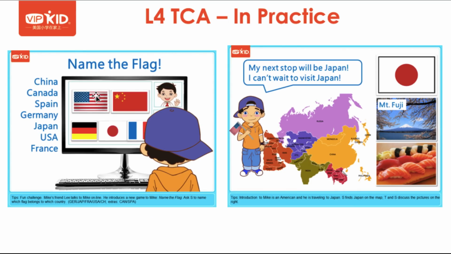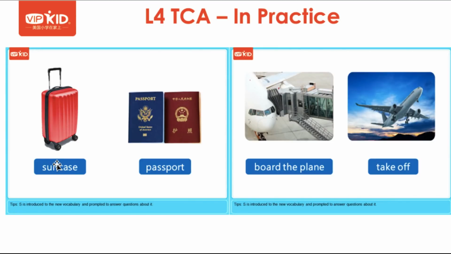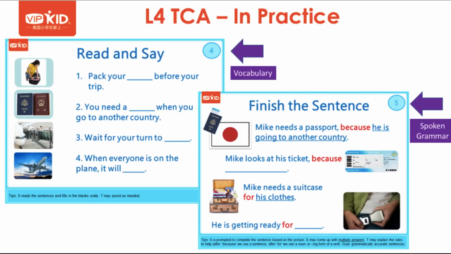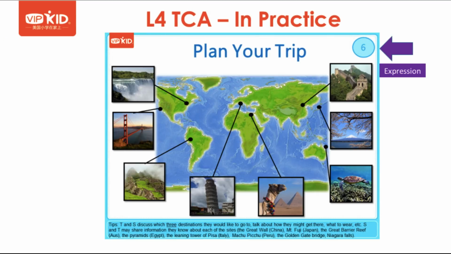Now we're going to talk about traveling again, but now we're going to flags, identifying specific flags and countries. He's going to talk about going to Japan. Here's some new vocabulary: a suitcase, a passport, board the plane, and take off. And how are we going to apply those? Which goes where in terms of vocabulary? And then we're going to finish the sentence: Mike needs a passport because he is going to another country. Again, the 1, 3, and 5.